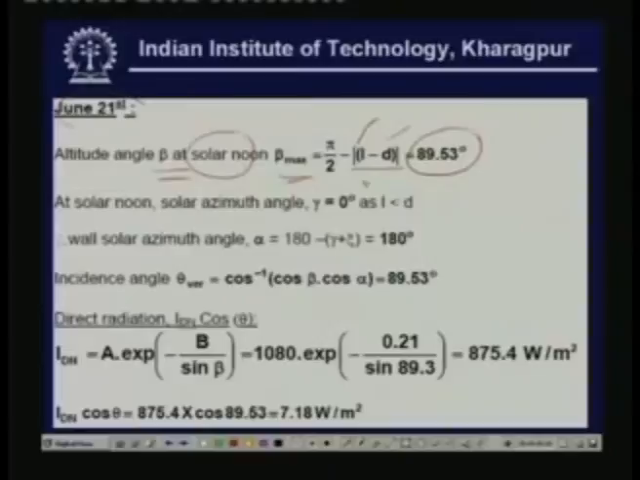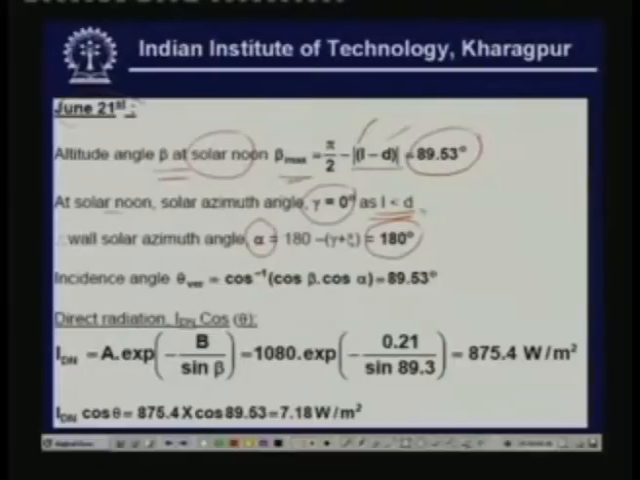Next, at solar noon we have to calculate the solar azimuth angle. Since we are making the calculations at solar noon, the solar azimuth angle is either 180 degrees or 0 degrees. It is 0 degrees if latitude is less than declination, so you have to take solar azimuth angle to be 0 degrees in this case. Next we calculate the wall solar azimuth angle alpha, given by 180 minus gamma plus zeta, and here gamma is 0 and zeta is also 0. So, the value of alpha is 180 degrees for this particular case.